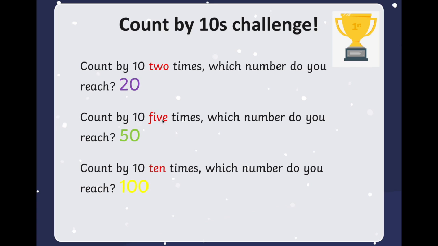When we count by 10 5 times, we reach 50. Well done, everyone. Let's count by 10 5 times. 10, 20, 30, 40, 50. Very good. And the last one, when we count by 10 10 times, we reach 100. Let's check our answer by counting by 10 10 times. 10, 20, 30, 40, 50, 60, 70, 80, 90, 100.